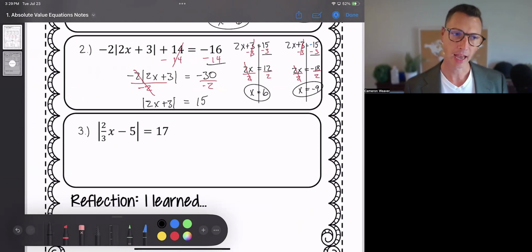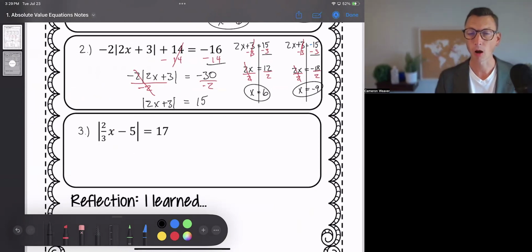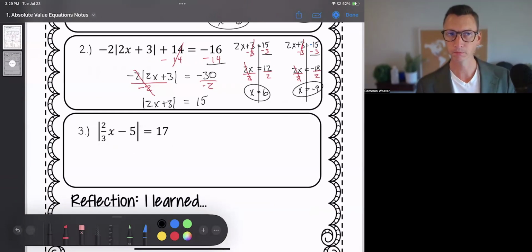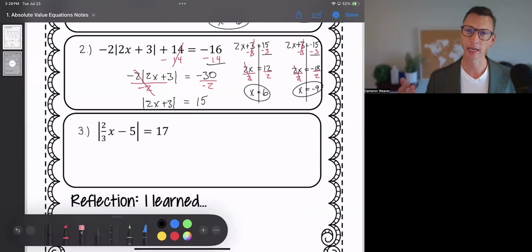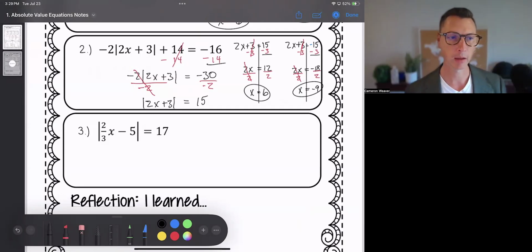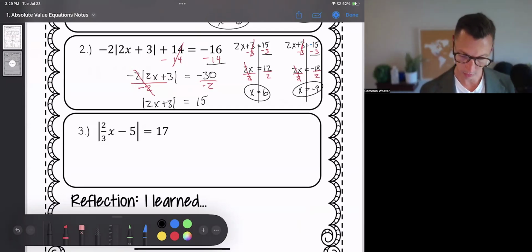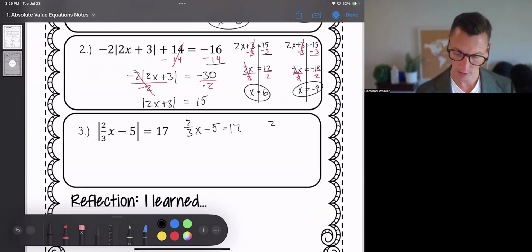Notice the absolute value bars are isolated. There's nothing on the outside of those absolute value bars. So we can go ahead and jump to step number 2, which is to write this. Write both of these twice. And that 17 is going to take on a negative 17.